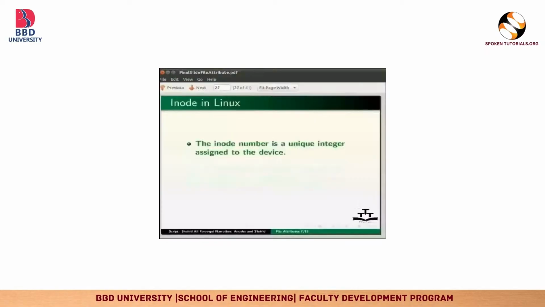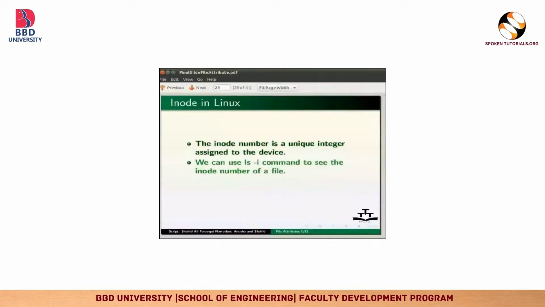The inode number is a unique integer assigned to a device. Inode stores basic information about a regular file or a directory. All the files are hard links to inodes. Whenever a program refers to a file by name, the system actually uses the file name to search for the corresponding inode.